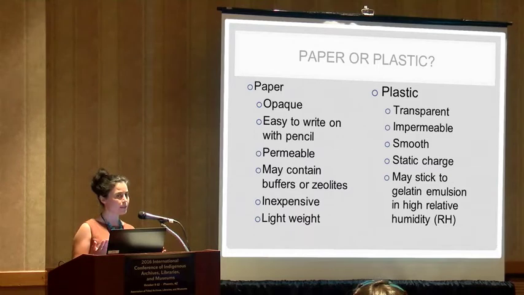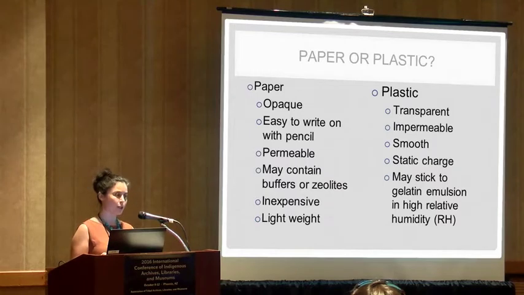Looking at housings, often the first decision to make is whether to use paper or plastic. There are some obvious differences between them. Plastic is transparent, which can be a benefit for an item that is frequently accessed, because researchers can look at it and get the information they need without directly handling the object itself. So it provides an extra layer of protection while allowing people to see the object.